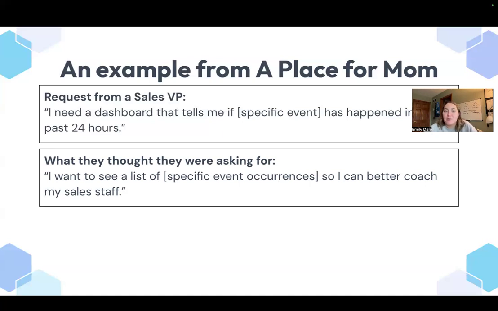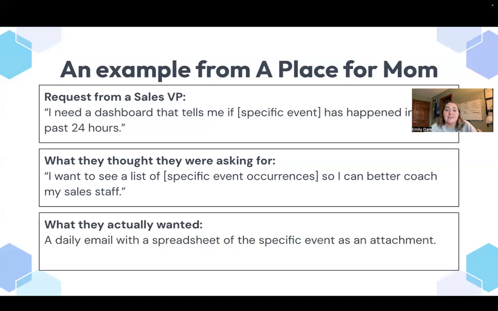We did a lot of dashboards, and even 24 hours was not a big deal. He just knew that every morning he did this specific coaching method with his staff. So 24 hours seemed like a good time frame. So what he thought he wanted was a real-time dashboard or a 24-hour dashboard. What he actually wanted was a list. So what we ended up making was a daily email with a spreadsheet, so he could just take that attachment and take it to all the coaching sessions.